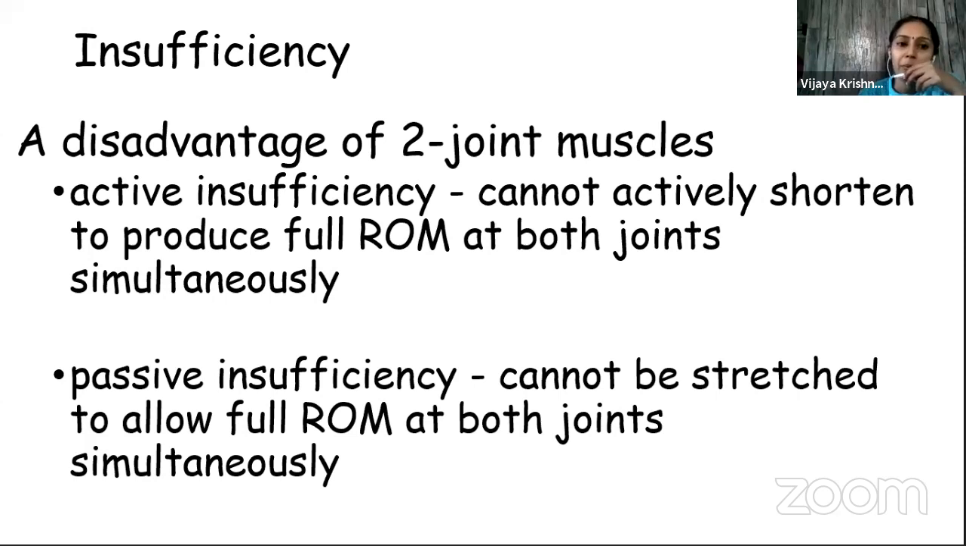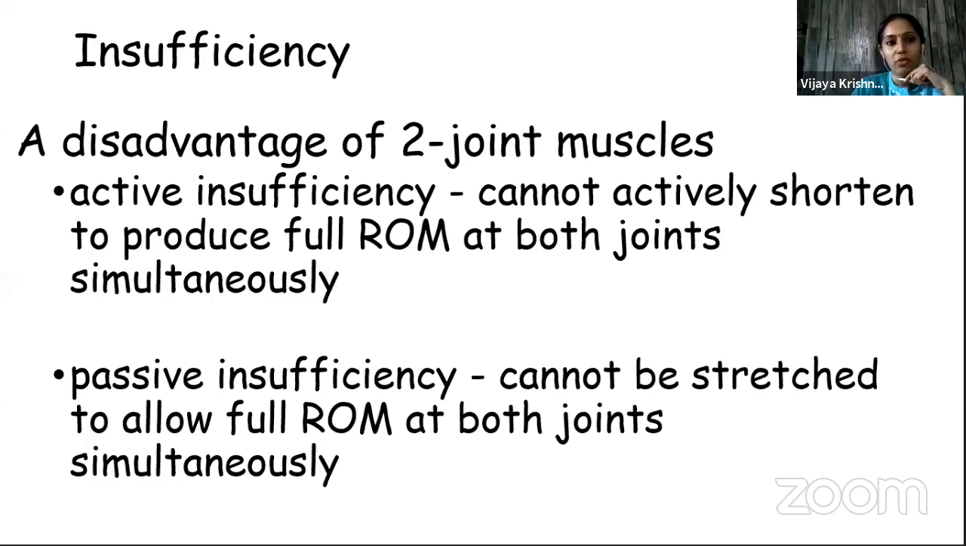The next type is the passive insufficiency, which says that muscles cannot be stretched to allow full ROM at both joints simultaneously. For example, when you stretch the wrist in extension, your fingers naturally fall in flexion. Why is this so? Because the long finger flexors cannot be stretched at both joints due to passive insufficiency. So this is active and passive insufficiency, which happens for two-joint or multi-joint muscles.